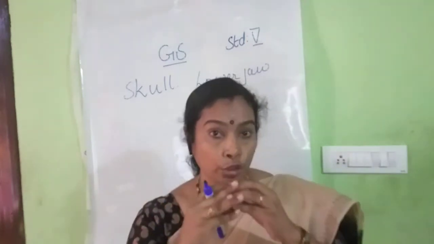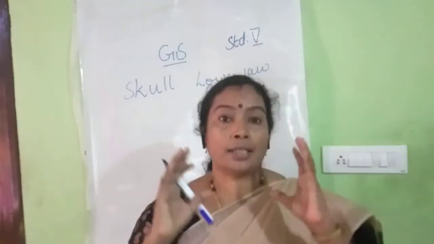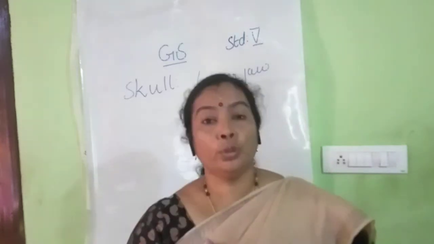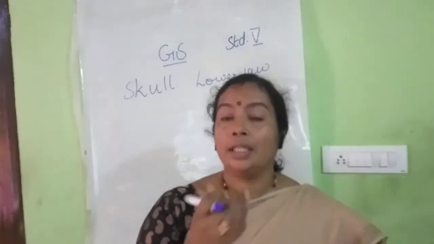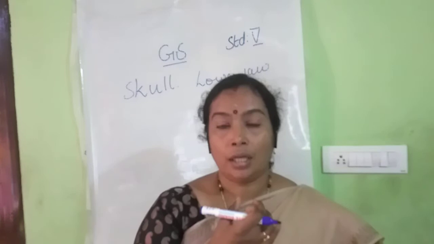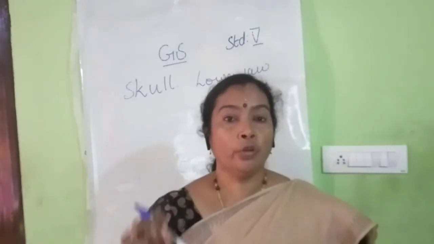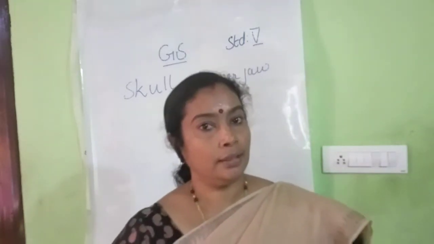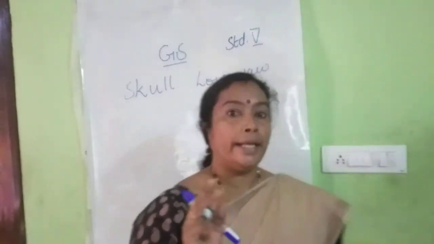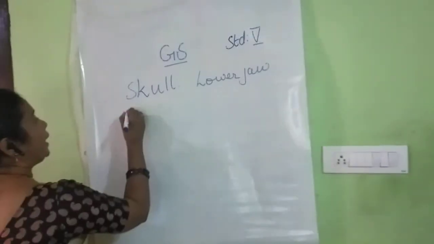A number of bones join together and form the skull. They are not movable except the lower jaw. The lower jaw is the only movable bone in the skull. Is it clear? The next one is rib cage.